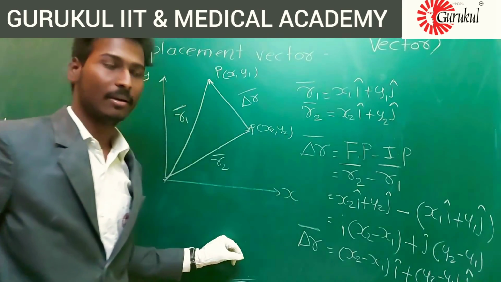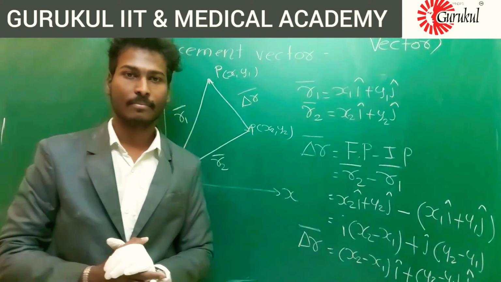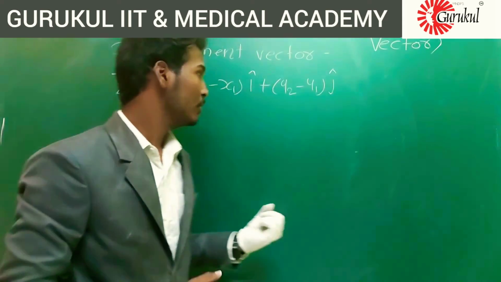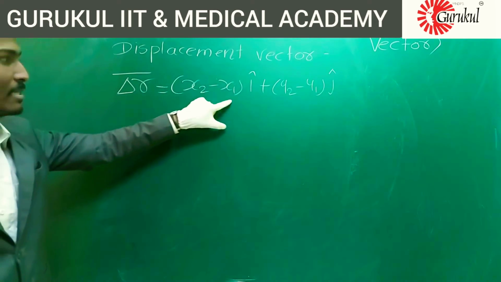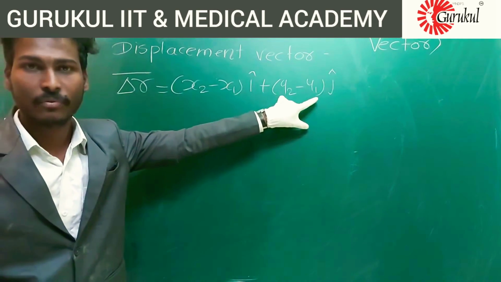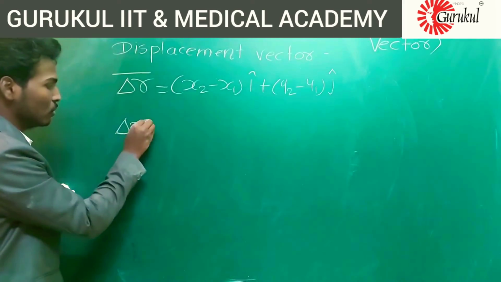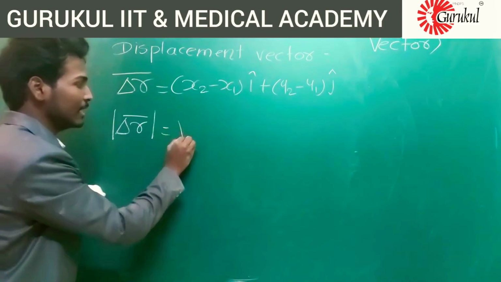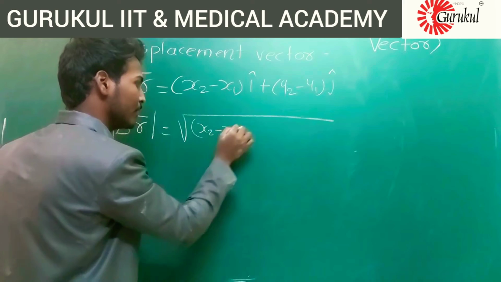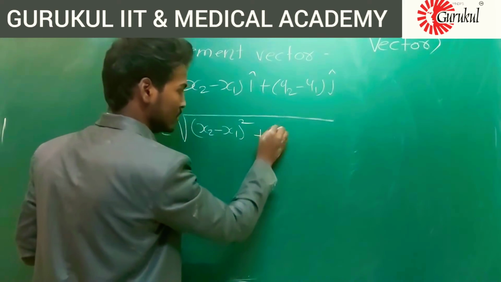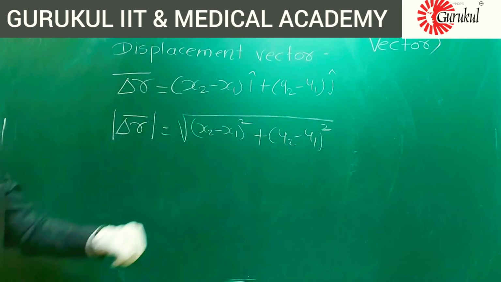This is the two-dimensional displacement vector. Did you get it? Okay, note down. So we know that the two-dimensional displacement vector is given as (x2 minus x1) i cap plus (y2 minus y1) j cap. How to find its magnitude? We have the formula for it, that is square root of (x2 minus x1) whole square plus (y2 minus y1) whole square. This is for two-dimensional.